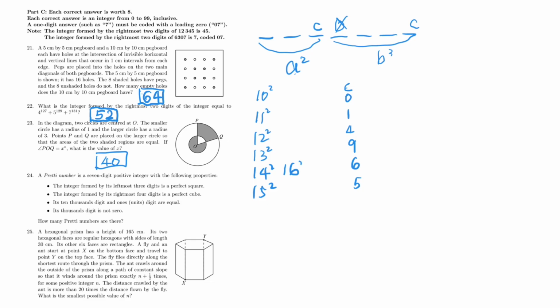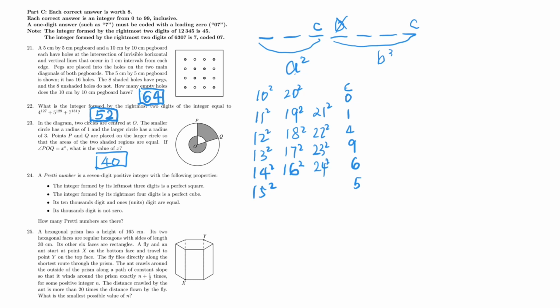So I put the 6 after the 14 squared, then we go back in order from the top. 17 squared, the 1s digit is 9. 18 squared, it is 4. 19 squared, it is 1. 20 squared, 0. 21 squared, 1. 22 squared, 4. 23 squared, C is 9.